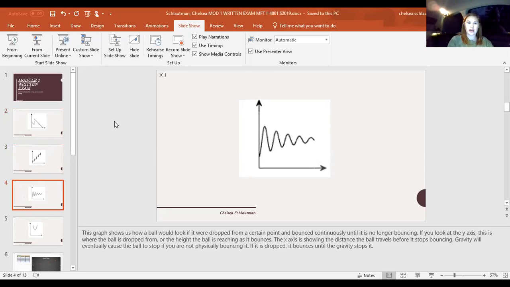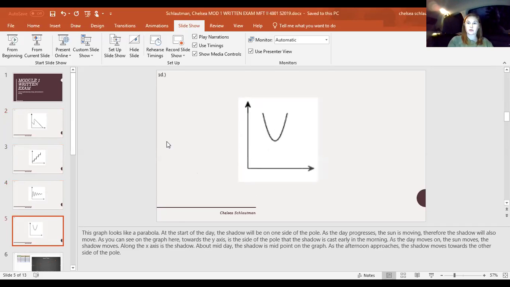And for the third graph, it's wanting us to graph what it would look like if we were to drop a ball from a specific point. So if we were standing on a table and we dropped a ball, it's going to bounce and bounce. And eventually in time, gravity is going to take control and it's going to make the ball stop bouncing. So here you see the point of where the ball was dropped. It bounces up really high, down, up, down, up, down, until the gravity, like I said, takes over and it will no longer continue to bounce. The y-axis is where the ball is going to be dropped from, and the x-axis shows us the distance that the ball will travel before it stops bouncing.